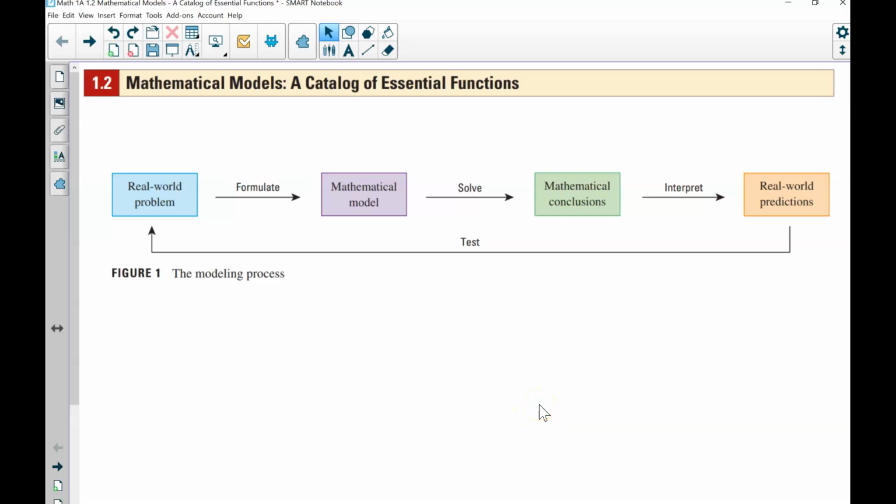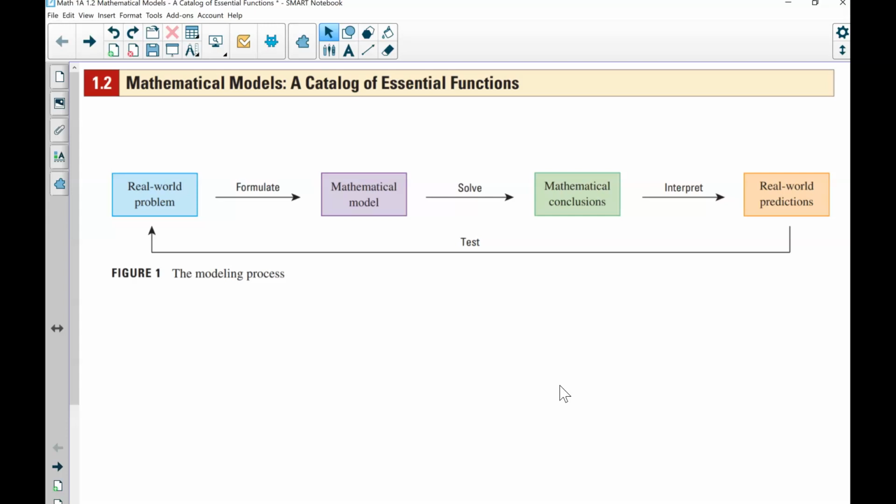In section 1.2, we will be covering mathematical models, a catalog of essential functions. A mathematical model is a mathematical description, often by means of a function or an equation, of a real-world phenomenon, such as the size of a population, the demand for a product, the speed of a falling object, the concentration of a product in a chemical reaction, the life expectancy of a person at birth, or the cost of emission reductions. The purpose of the model is to understand the phenomenon and perhaps to make predictions about future behavior.